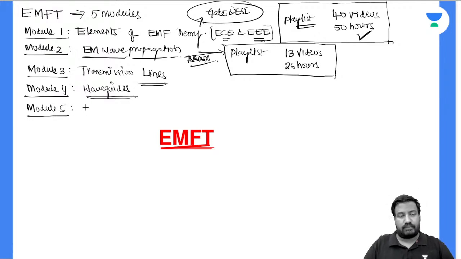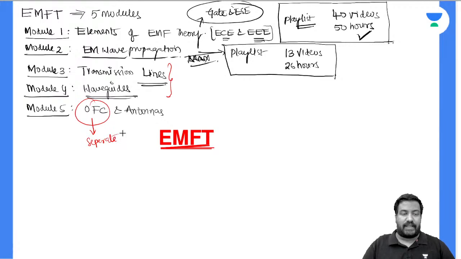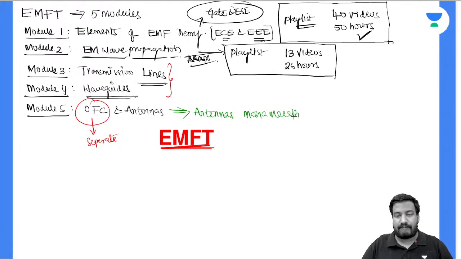Module 5, Optical Fiber Communication and Antennas. Module 3 and Module 4 are not covered. We'll try to cover them, we'll start very soon. Optical Fiber Communication, I'll take a separate series. Antennas concept we had covered in the Mahamarathon series.